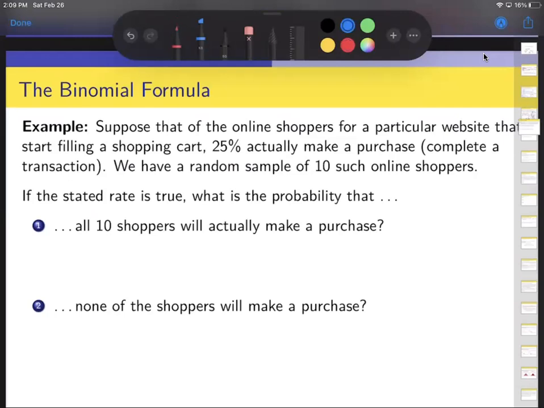So first, before we dive into a question, we need to answer the question: does this problem follow a binomial distribution? So let's see. Do we have a fixed number of trials? Yes, we do, right? N equals 10, right here. And 25% in such a random sample of 10 actually make a purchase. So 25%, that's my P, my probability of success. P equals 0.25.